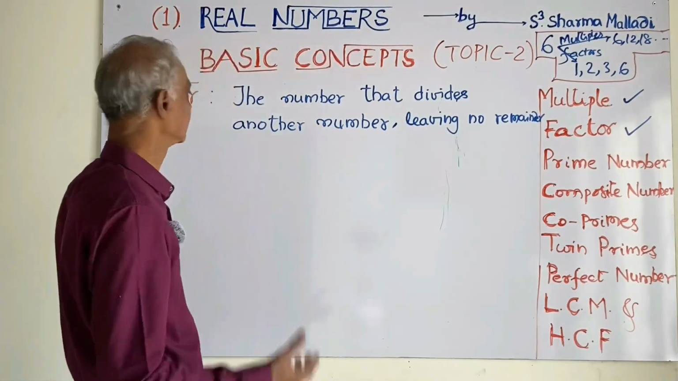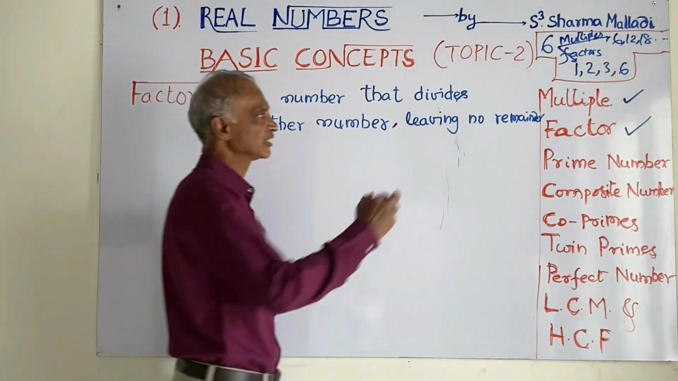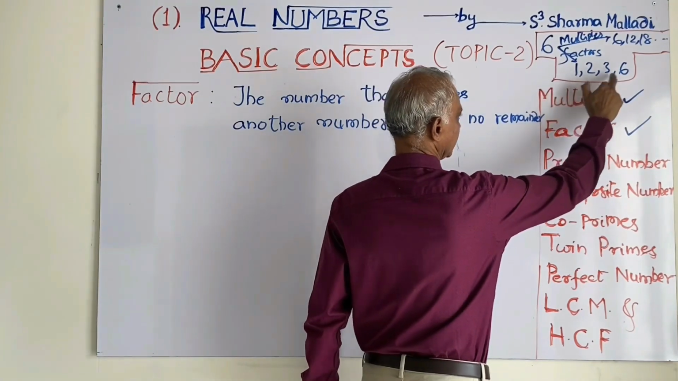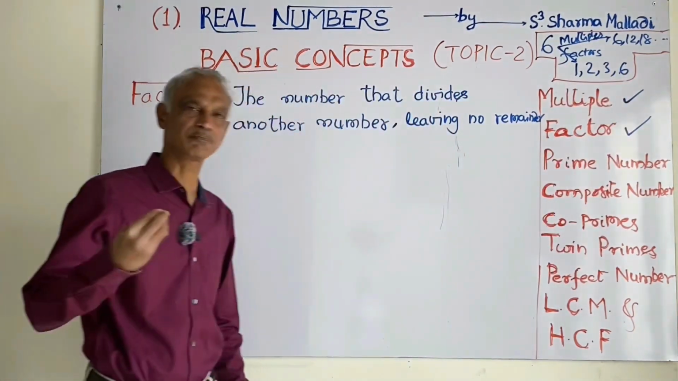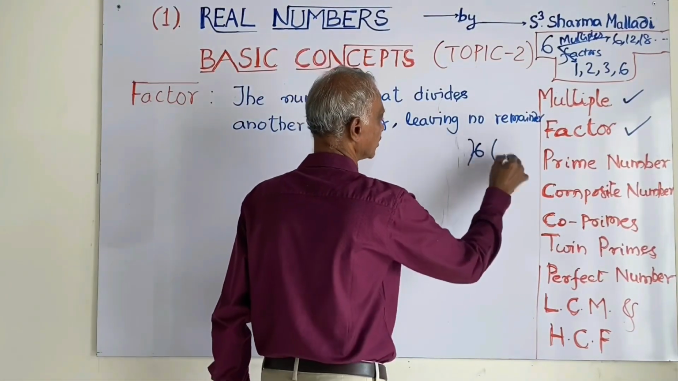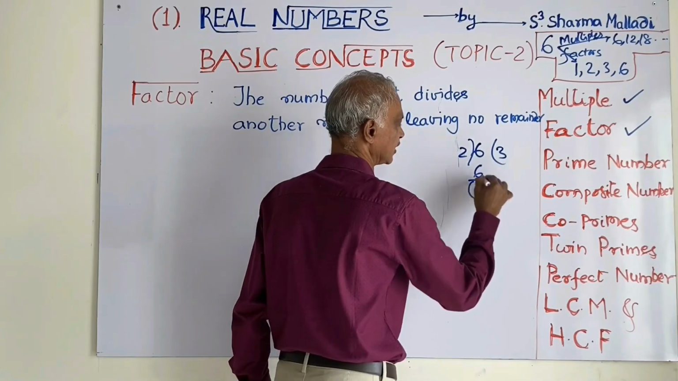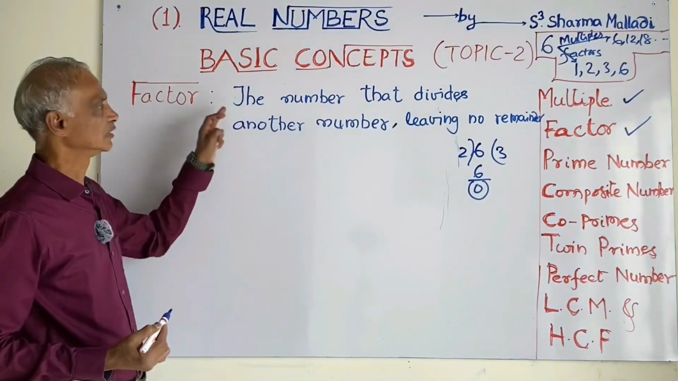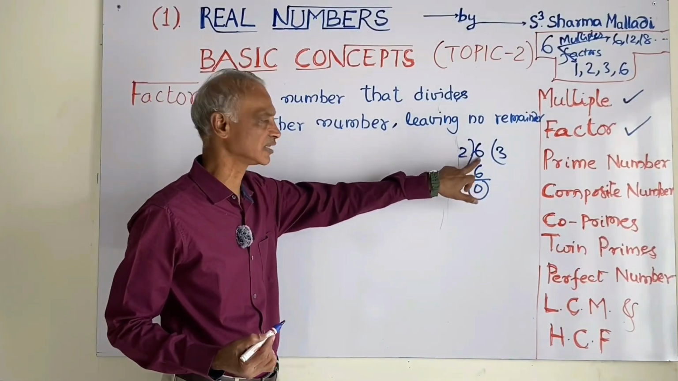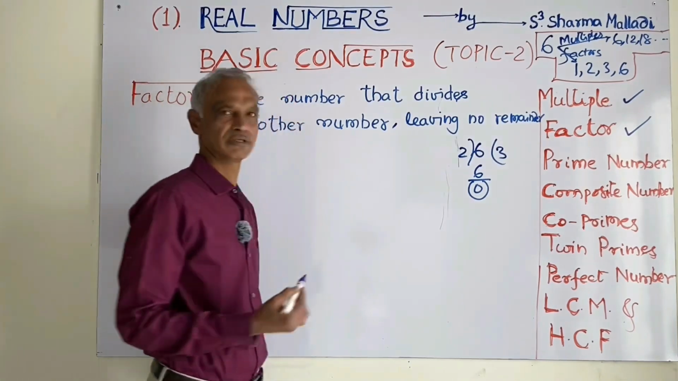Factors. What is a factor? The number that divides another number, leaving no remainder. What are the factors of 6? You take 1, 2, 3, 6. 6 is completely divisible by 2. If you divide 6 by 2, 2 threes are 6. You are getting remainder 0. The number that divides another number, leaving no remainder, is called a factor.